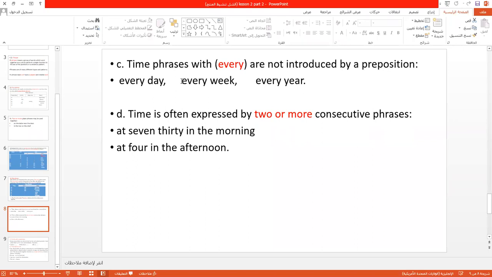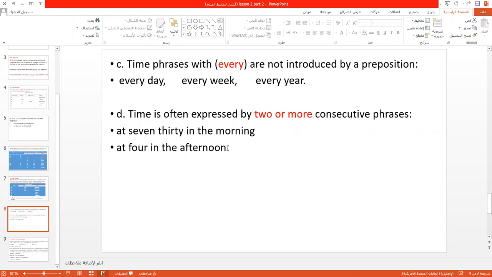We go to visit the holy shrines, العتبات المقدسة. We go to visit the holy shrines every week, without, for example, in every week. No. We, for example, travel abroad, نسافر للخارج, every year. And we don't say we travel abroad in every year. No. So every day, every week, every year do not have a preposition before them. Is it clear, please? Yes, doctor. Yes, clear. Good.